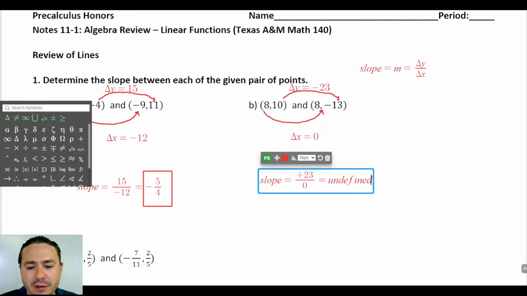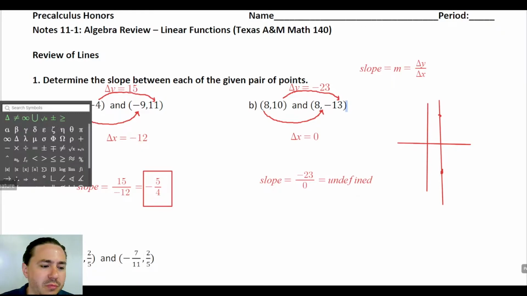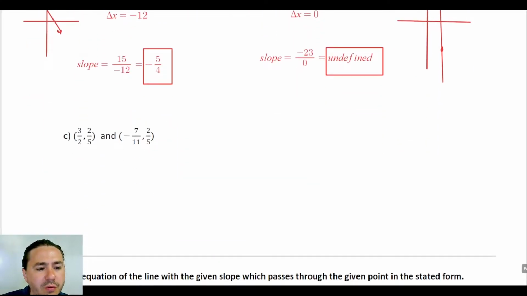Now, how that is interpreted graphically is that you have 2 points that are aligned vertically, so like 8, 10 is going to be somewhere over here, and then 8, -13 would be down here. When you have a vertical line, it is said to have no slope for this very reason. We can't divide by 0, so we call it undefined. So there's just no slope here. It's not considered to have any slope. So it would be okay to just say no slope as well, or you could just say that the slope is undefined.